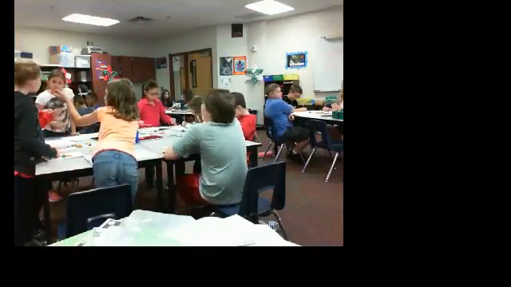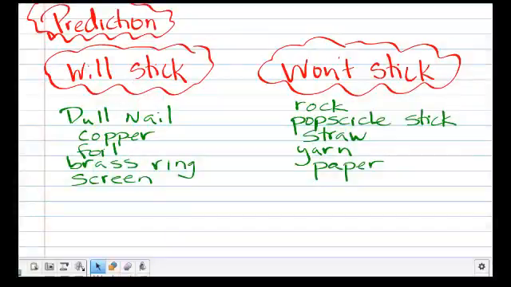Okay, so I'm going to switch to the notebook so you can kind of see what I've got and my examples in my notebook. And these are, of course, my predictions.